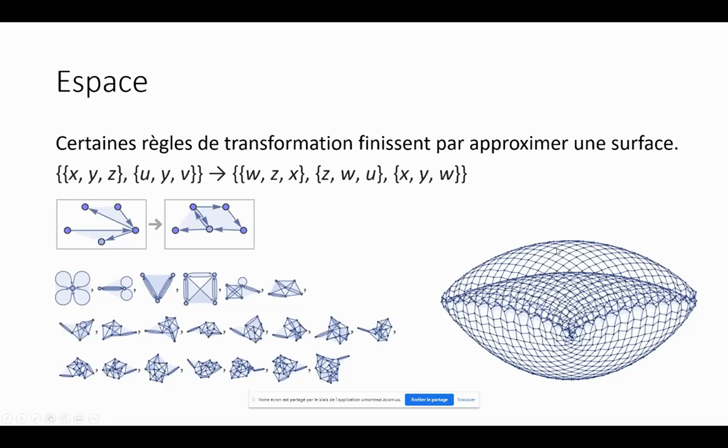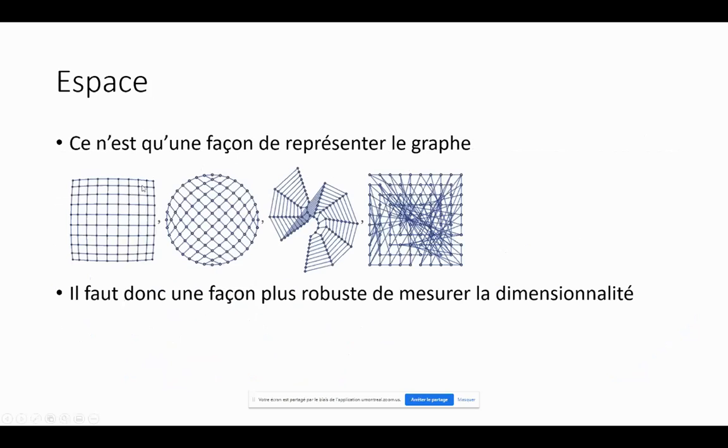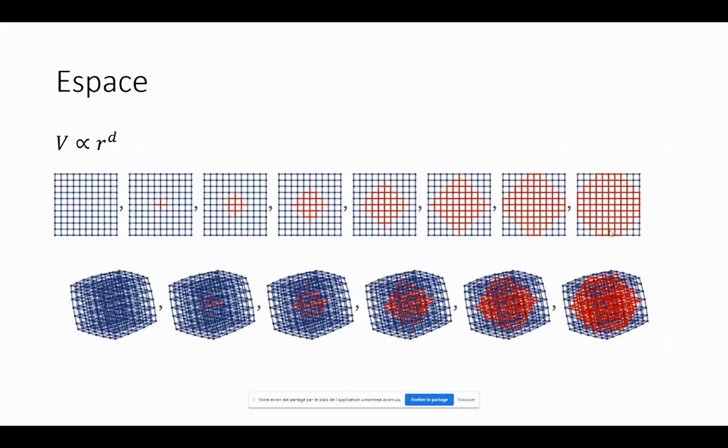Il y a aussi le fait que l'image que j'ai mise ici, c'est seulement une représentation du graphe, mais au final, ce graphe-là, c'est une série de relations abstraites entre des points. Par exemple, ici, on a une grille, mais il y a différentes façons de la représenter qui ne ressembleront à rien. Donc, on veut une façon robuste de mesurer la dimensionnalité d'un graphe qu'on peut obtenir avec le modèle que j'ai présenté. On sait que l'aire d'un cercle est proportionnelle à R carré, le volume d'une sphère est proportionnel à R cube. De façon générale, l'analogue du volume pour un objet analogue à une sphère en D dimensions va être proportionnel à R à la D.